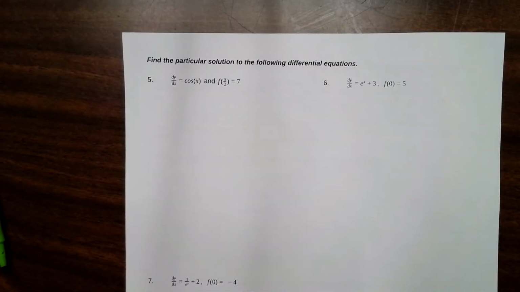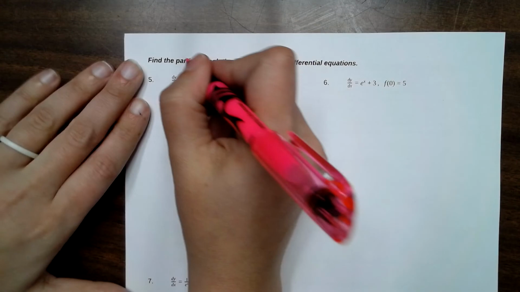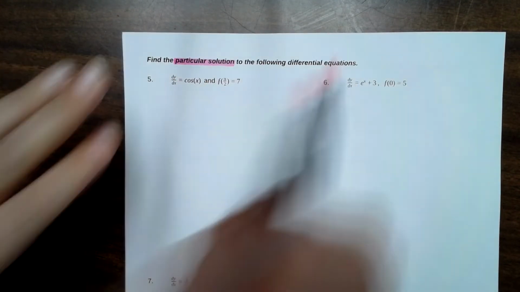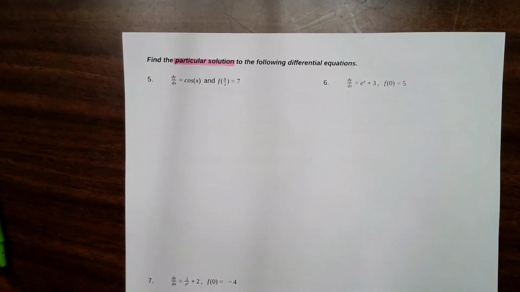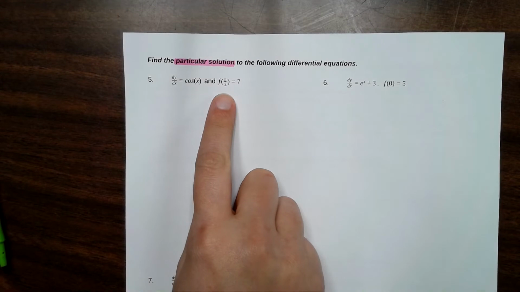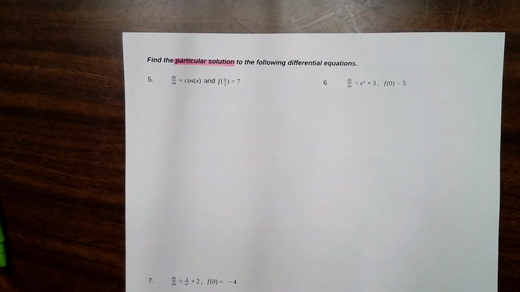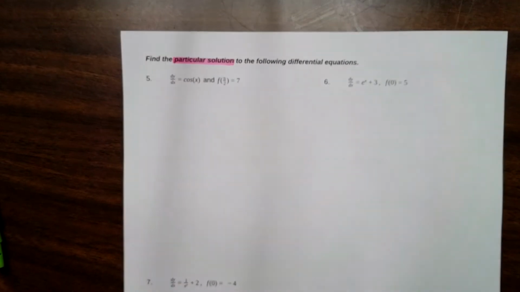So in order to find the particular solution to a differential equation, we're going to need more information, and the directions here say find the particular solution. You're also going to notice that they actually give us more information. They give us an initial value. So in problem number 5, I want to find the particular solution, which means at some point in this problem, I'm going to be actually finding my c value.